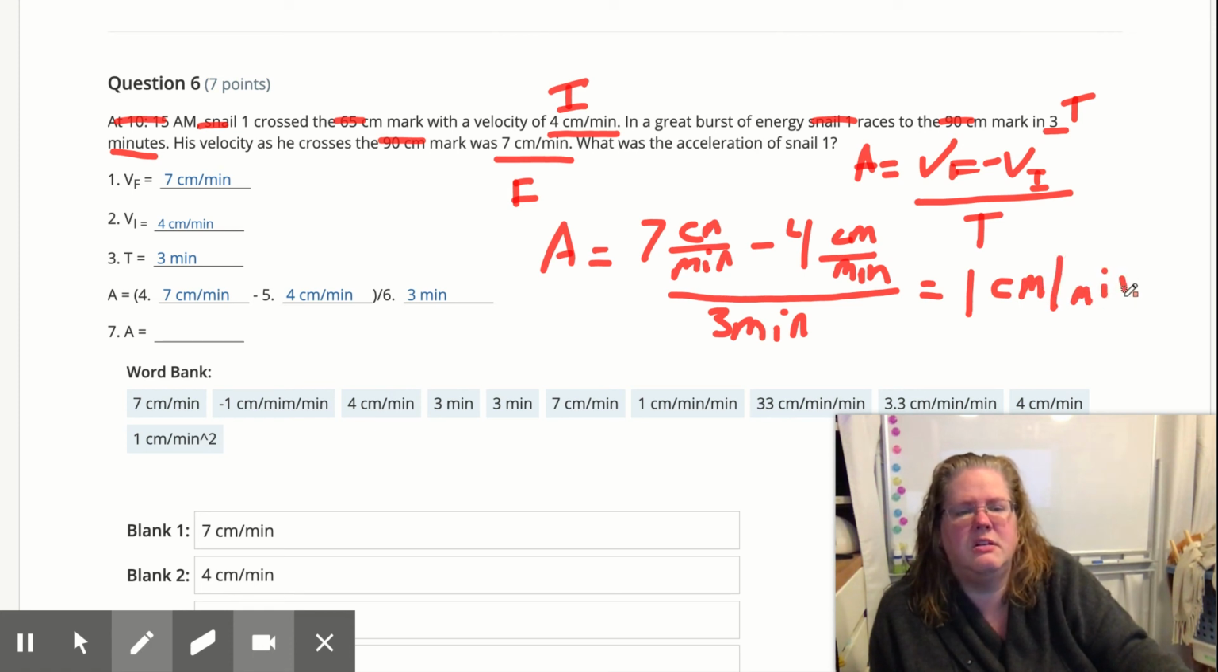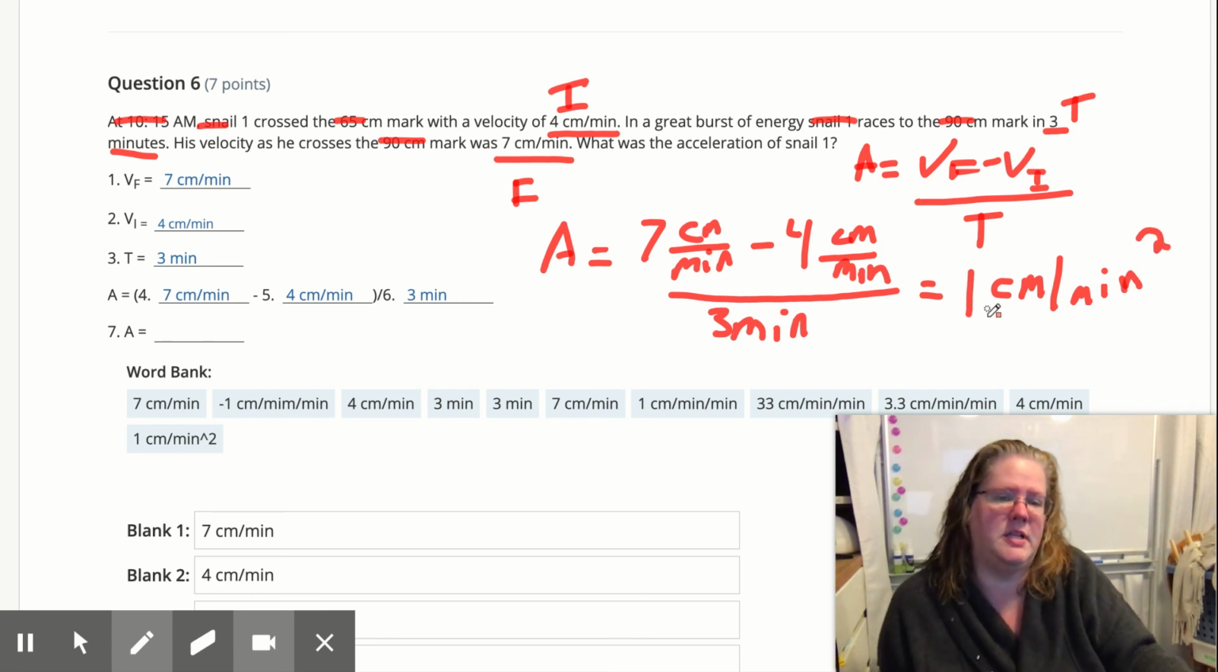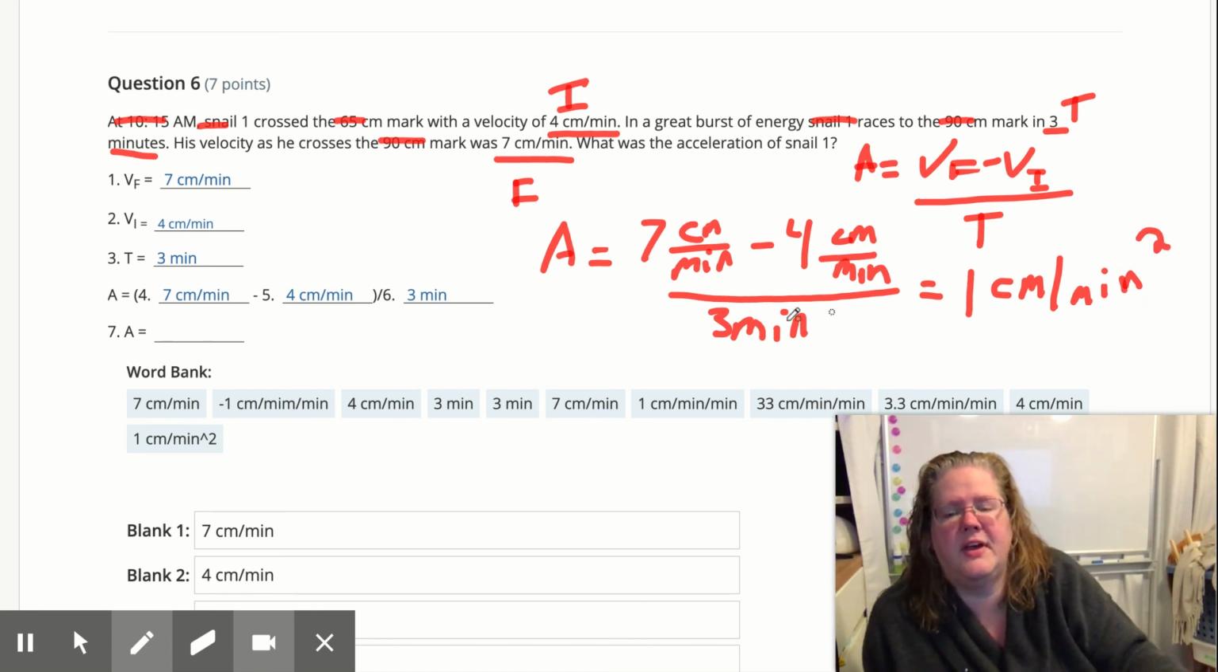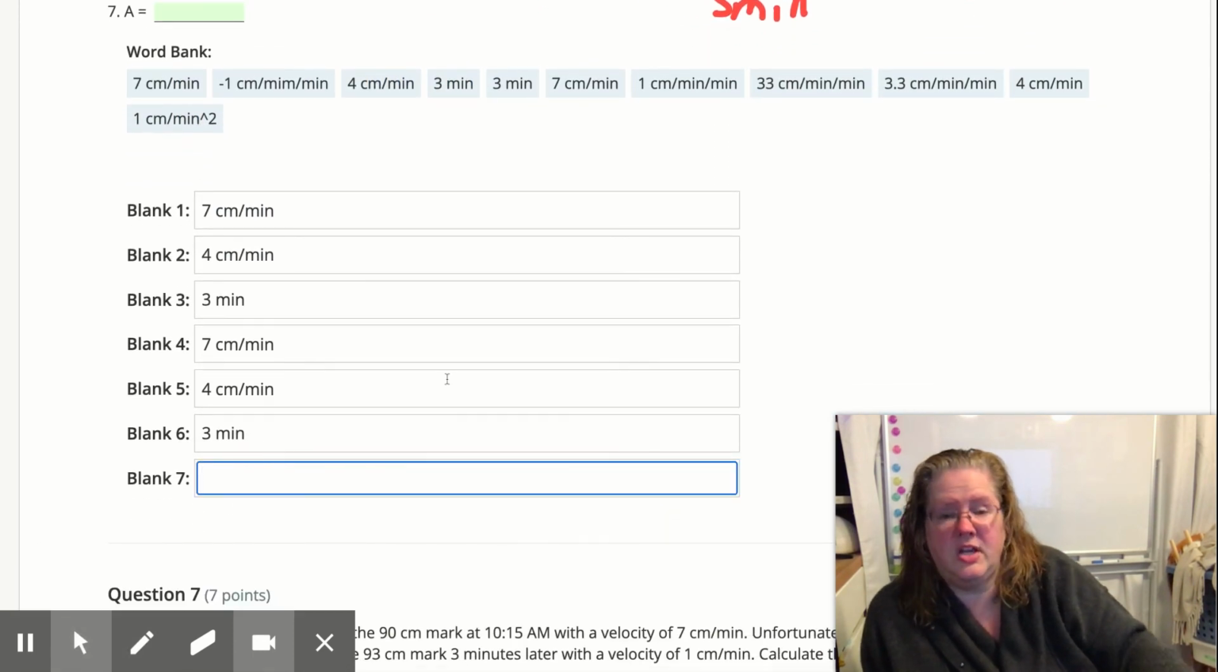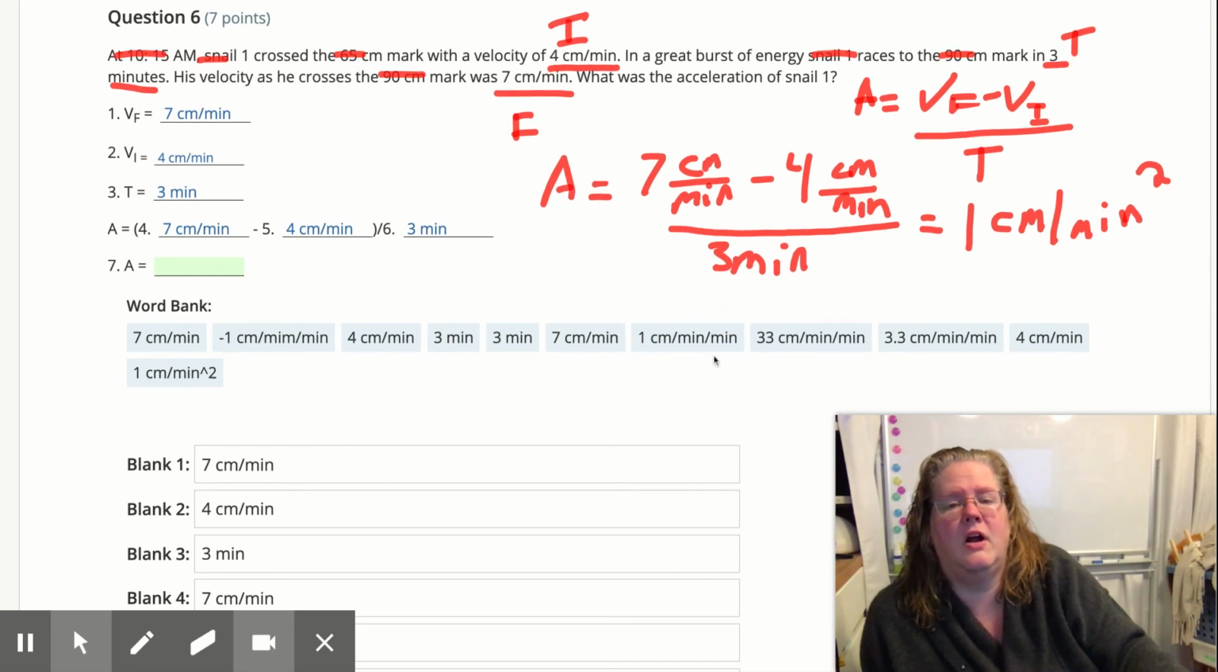I'm going to cheat, and I'm going to do squared so I don't have to write that again. But I could also have said 1 centimeter per minute. That would have been just fine. So as I go back here, so I can plug this into our final so I can get credit for it, we're going to look for our final answer, 1 centimeter per minute.